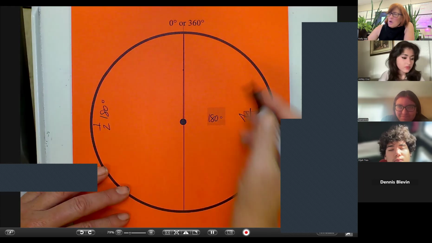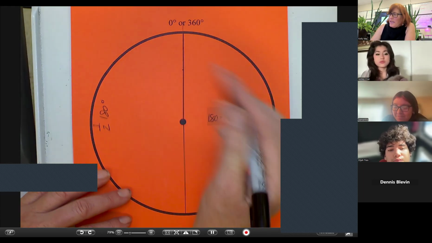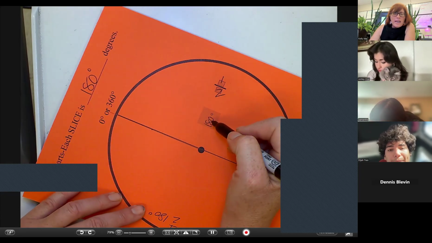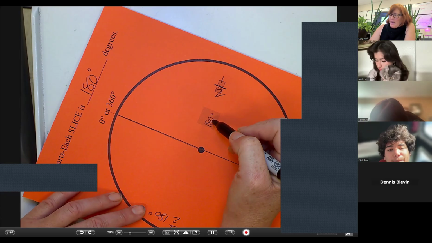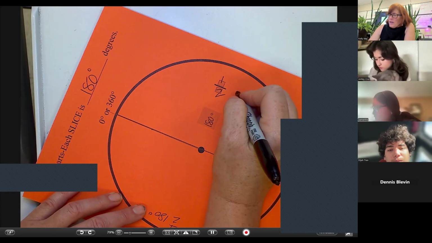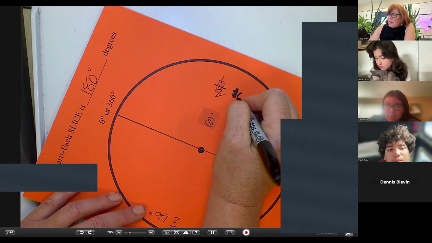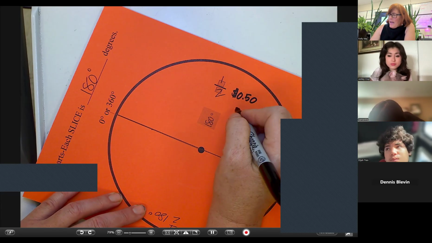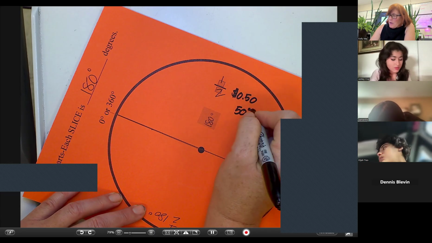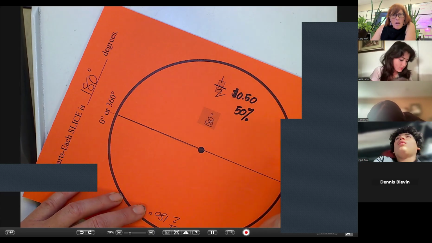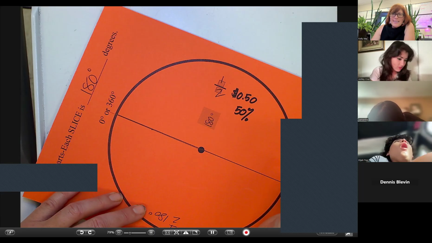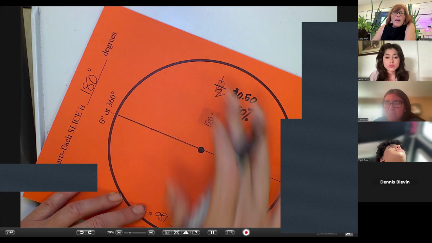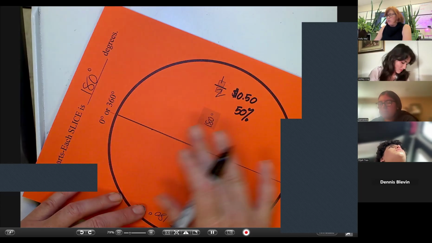All righty, friends. So right here for your half circles, on each of the half circles, you should already have 1/2 and 1/80. Now I want you to add, like money, 50 cents and 50%. All of these are related. And you're going to go back and put that on every half fraction circle.